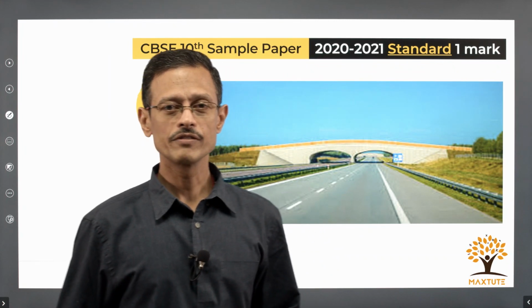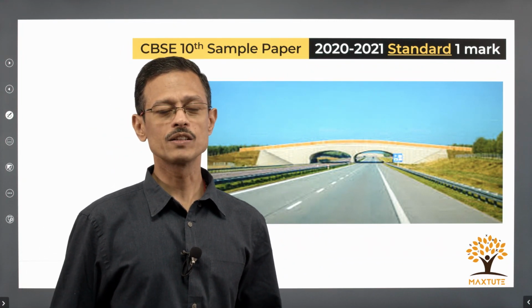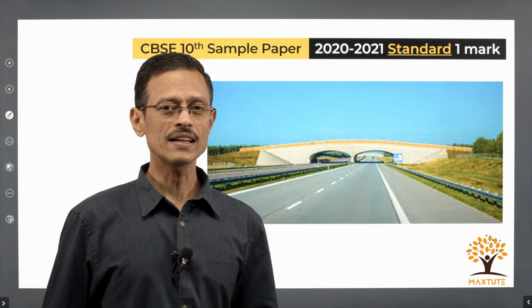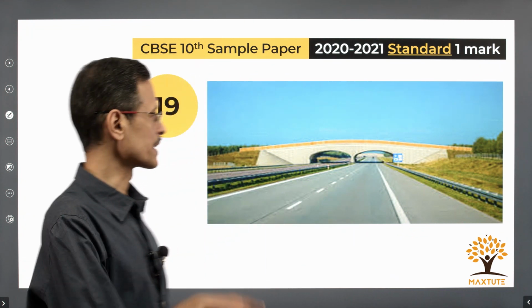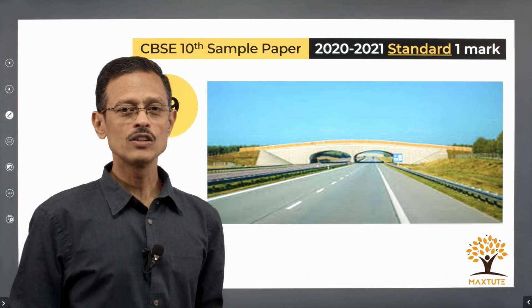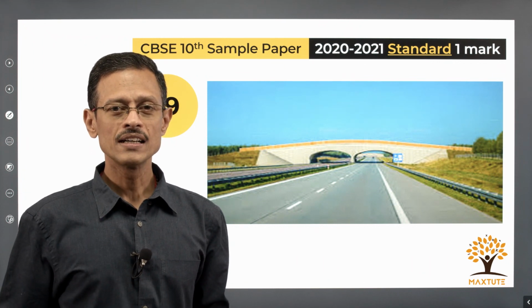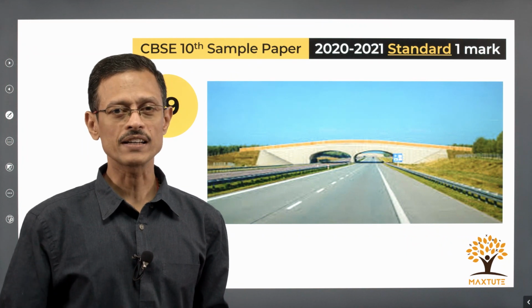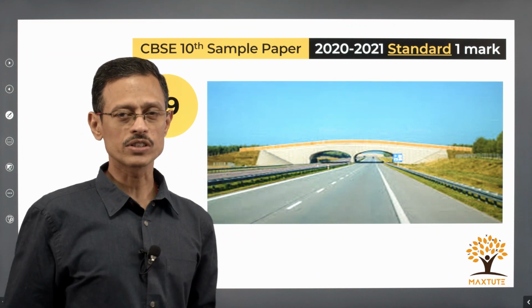CBSE Class 10 Math video solution to the sample paper given by the board, CBSE board, for the board examination to be conducted in 2021. It's a standard version of the paper, question number 19, case study based question. Obviously, we'll have 5 parts to this and we'll have to answer any 4 out of these 5 parts. We'll get 1 mark for each part. So, a total of 4 marks is available for this question.